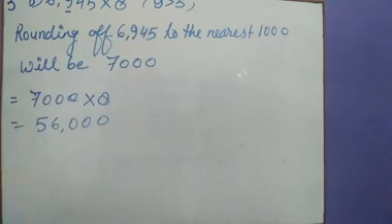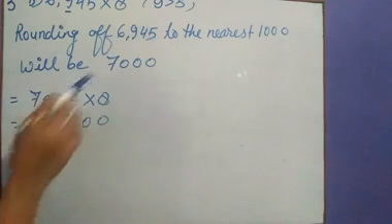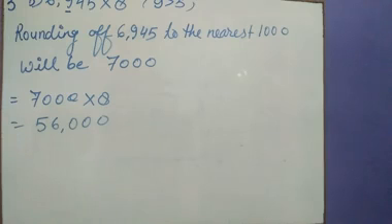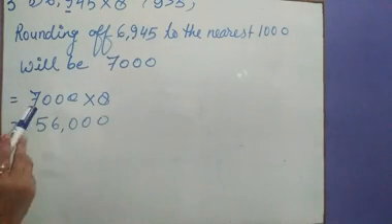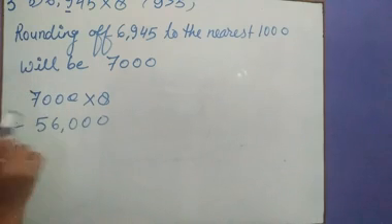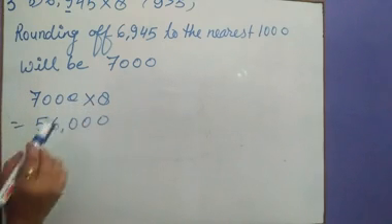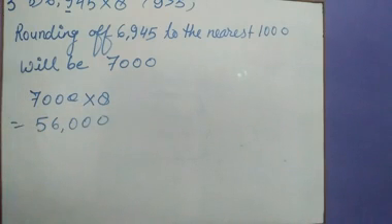Rounding off 6,945 to the nearest 1,000 will be 7,000. Why? Because the digit at the hundreds place is 9 and 9 is more than 5. Now 7,000 into 8 is equal to 56,000 and it is our answer.